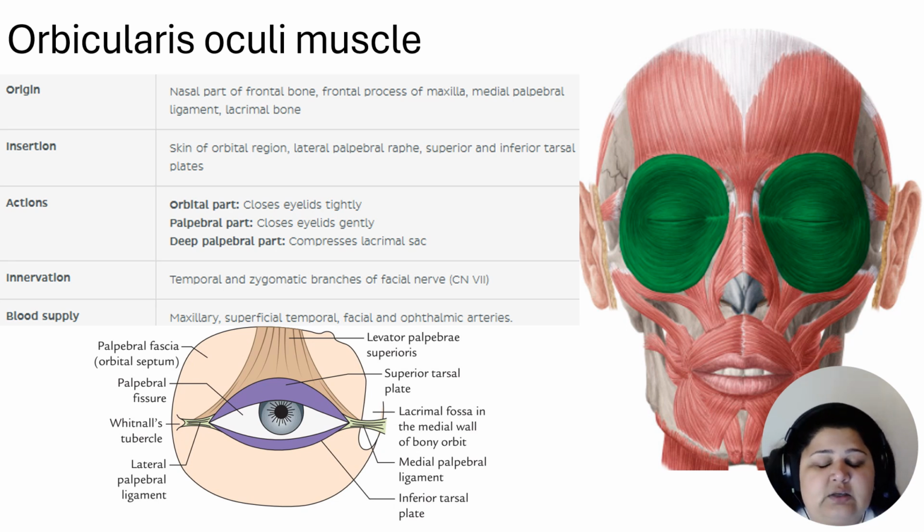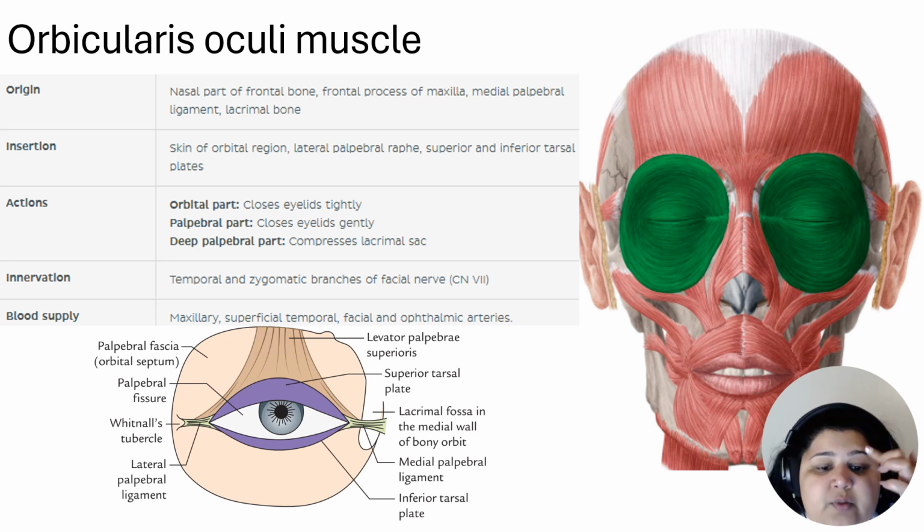Actions: closes eyelids tightly, very important. Palpebral part closes eyelids gently. When you try to close your eyes very tightly, that's when you'll see the orbital part, the complete orbits, trying to close your eyes. The palpebral part would be like here, like this. It's not the orbital part. Deep palpebral part compresses the lacrimal sac. Okay, so sometimes we can actually do that. Innervation: temporal and zygomatic branches of facial nerve 7. Blood supply: maxillary, superficial temporal, facial, and ophthalmic arteries.